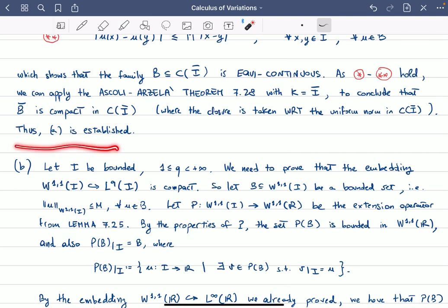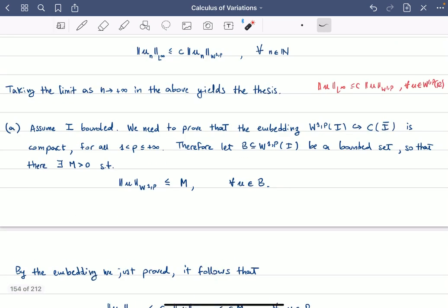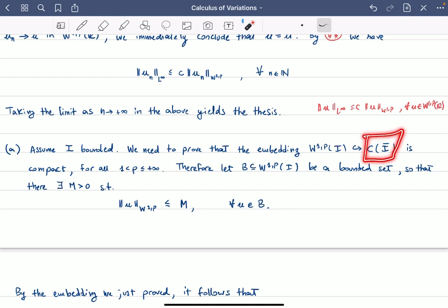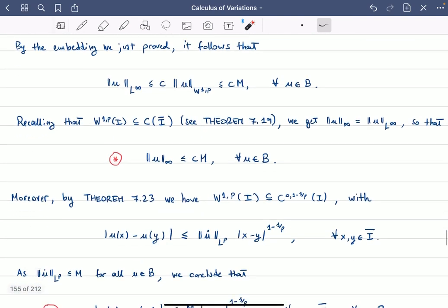And therefore A is established, because we just proved that if we take a subset of C of I which is bounded with respect to the W1P norm uniformly, we showed that the closure of this subset B is compact in C of I, which is exactly the definition of compact operator applied to the identity, which was exactly our claim.